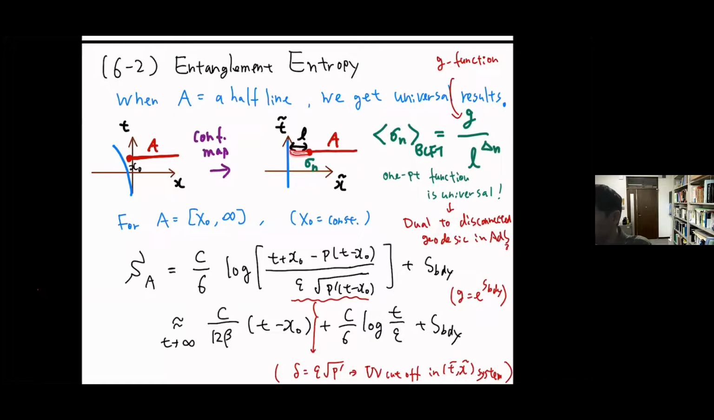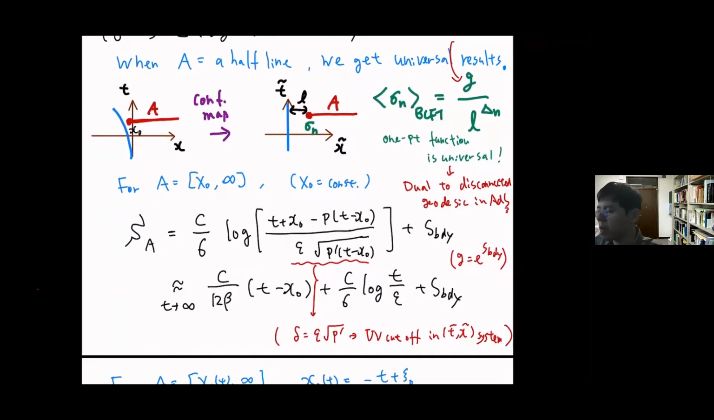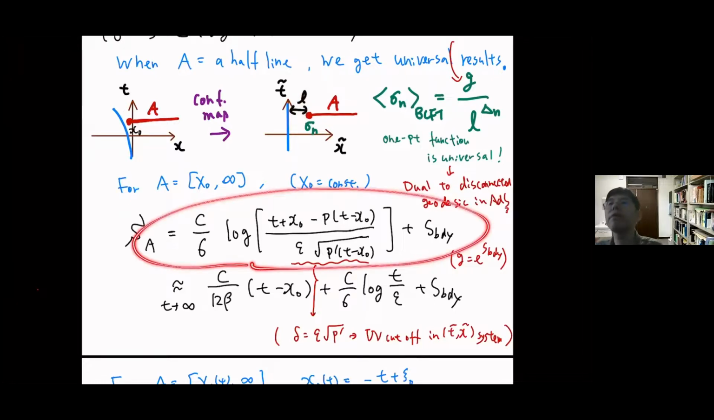And L is this length. After using this conformal map, we have this A. We can conformal map to the original system. We take this A to be semi-infinite initially, so that we can calculate it in a universal way. This endpoint is x0, and x0 extends to infinity, the semi-infinite subsystem. Then we can conformal map to this length L. The x0 is related to L, and we can calculate entanglement entropy this way.